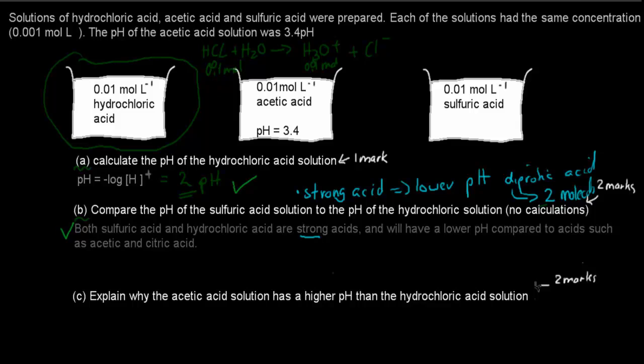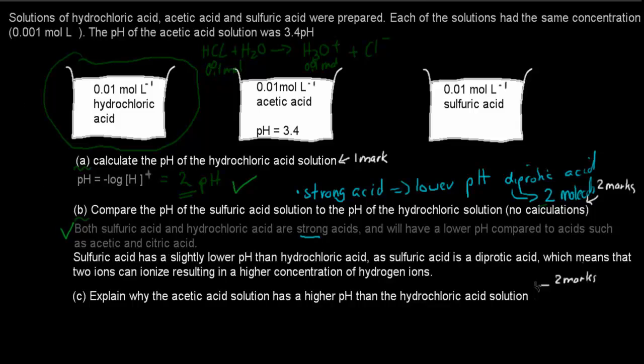Then what I wrote next is sulfuric acid has a slightly lower pH than hydrochloric acid, as sulfuric acid is a diprotic acid, which means that 2 ions can ionize, resulting in a higher concentration of hydrogen ions. Alright, so for this case, we've got hydrochloric acid. For every hydrochloric acid, we've got 1 hydronium. And for sulfuric acid, you sometimes have 2 hydroniums per sulfuric acid, in some cases ionizing, which means we have slightly more hydrogen ions, and slightly more hydrogen ions means we have a slightly lower pH.